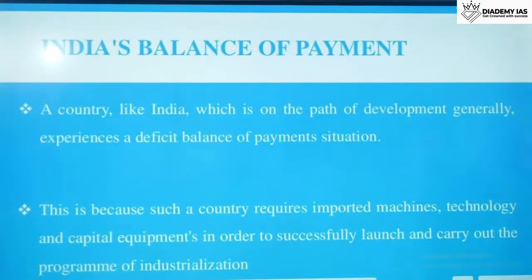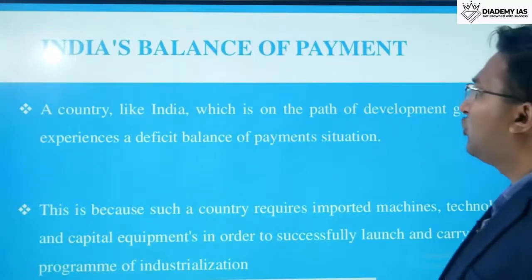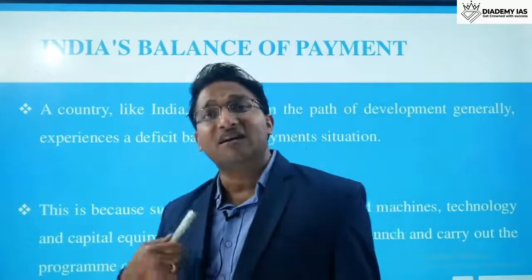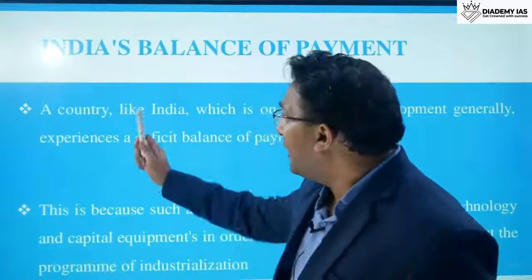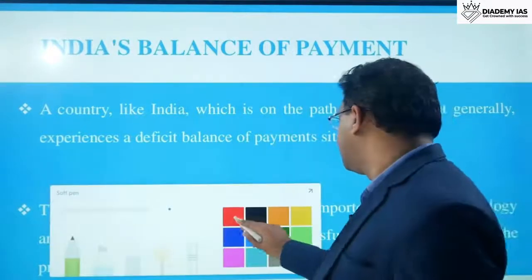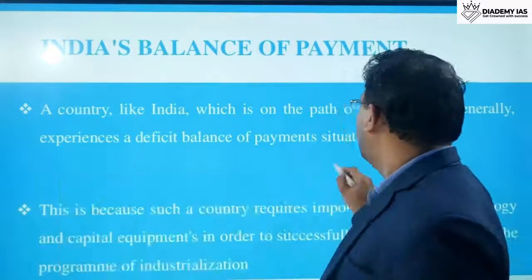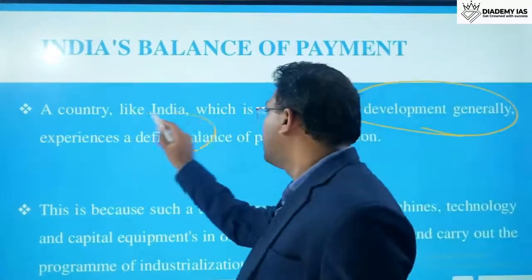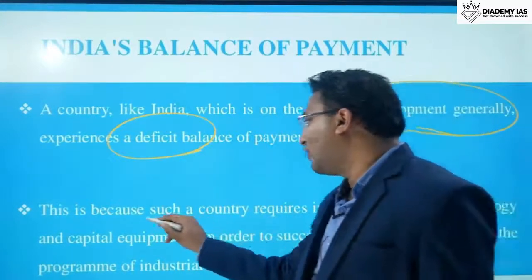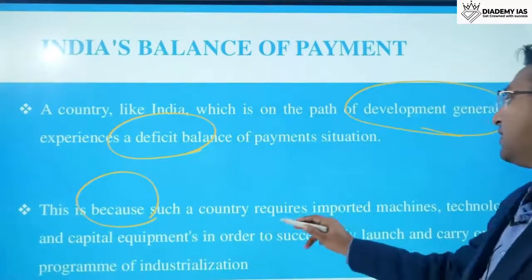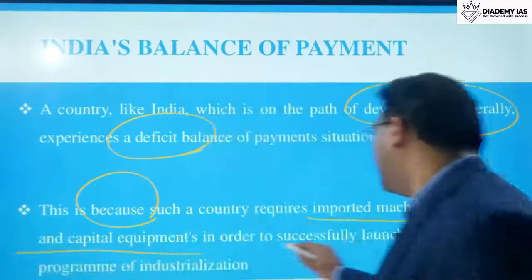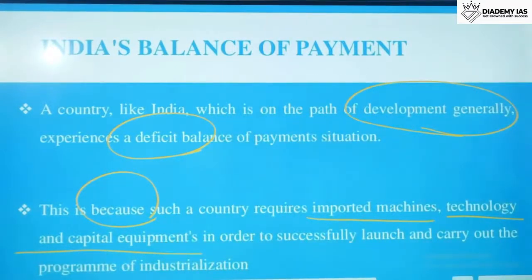Now, India's balance of payment. As I already told you, for a country like India, which is a developing country, the BOP deficit is bound to be there. A country which is on the path of development generally experiences a deficit balance of payment situation. Why is this happening? Because such a country requires imported machines, technology and capital equipment in order to successfully launch and carry out the programs of industrialization.